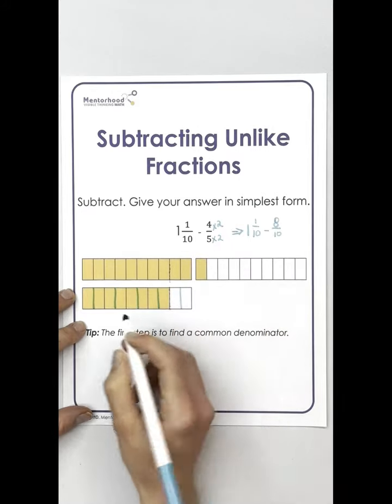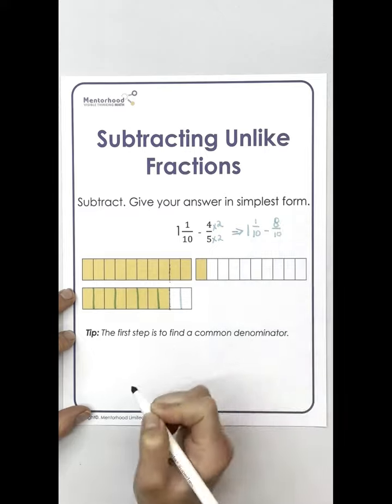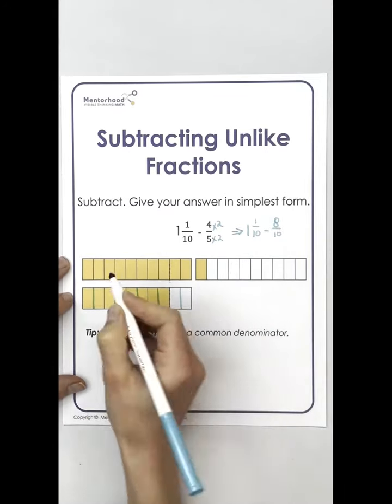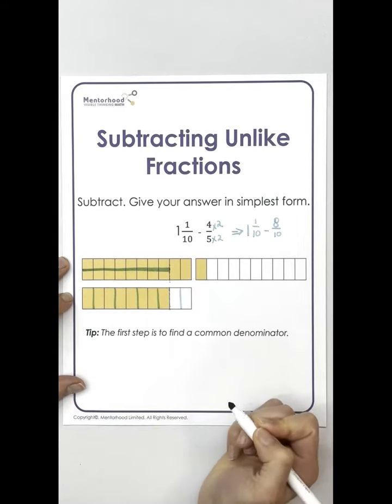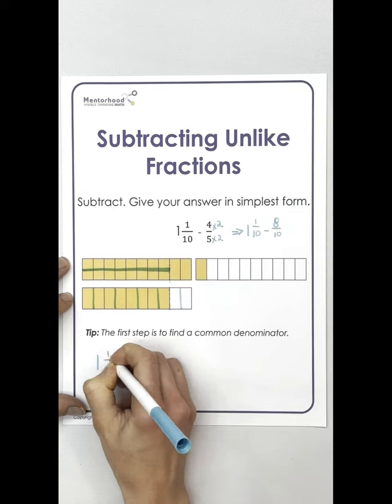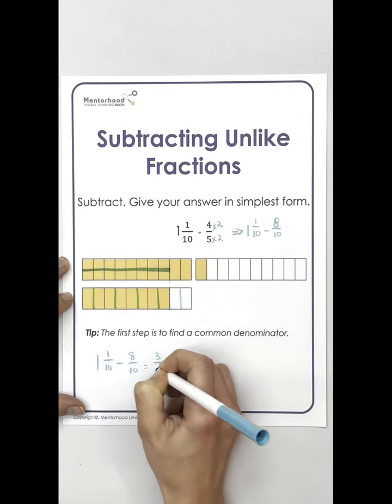Now, as you saw, this lines up perfectly with this. And how many tenths is that? 1, 2, 3, 4, 5, 6, 7, 8. Exactly what we said. 4 times 2 is 8. Okay, so now it's pretty easy to take away 8 tenths. So we would just take away all of these. And what are we left with? 1, 2, 3 tenths. So 1 and 1 over 10 minus 8 over 10 equals 3 tenths left.